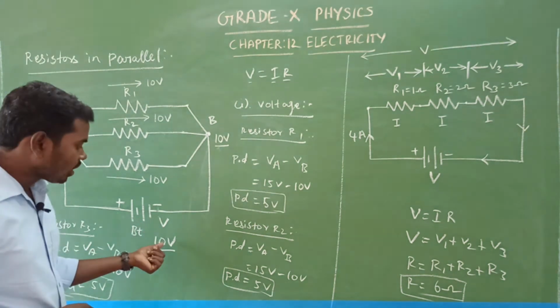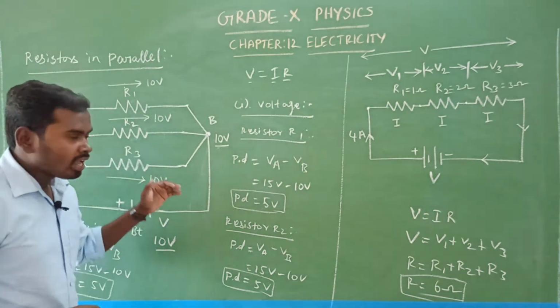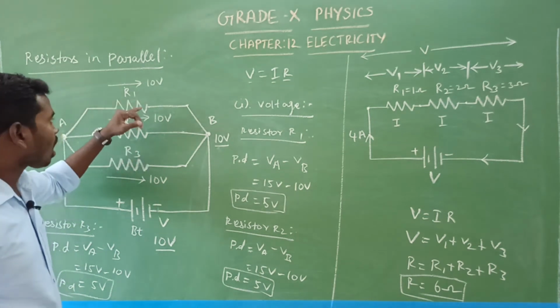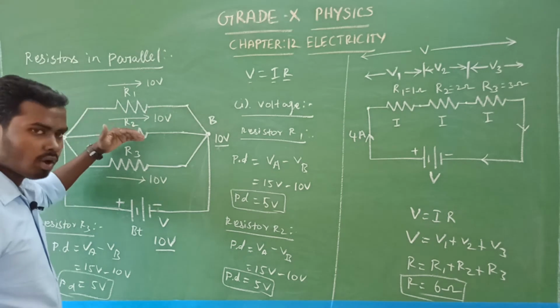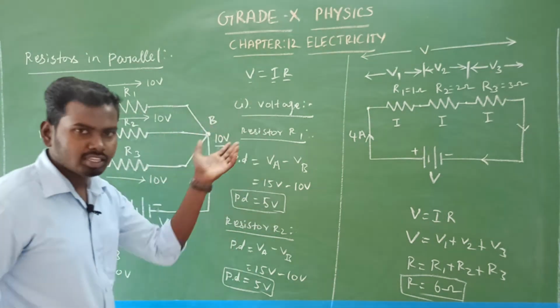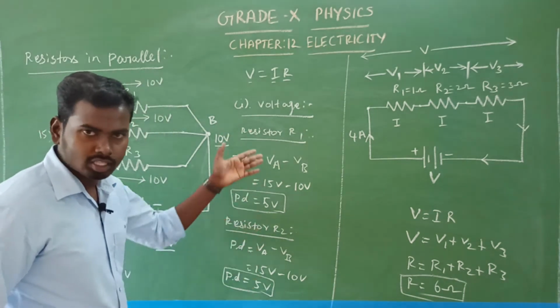If we apply 10 volt throughout the circuit, each resistor will have the same amount of potential difference, which means R1 will have 10, R2 will have 10, R3 will have 10. So this is the proof. Okay, this is for an example.